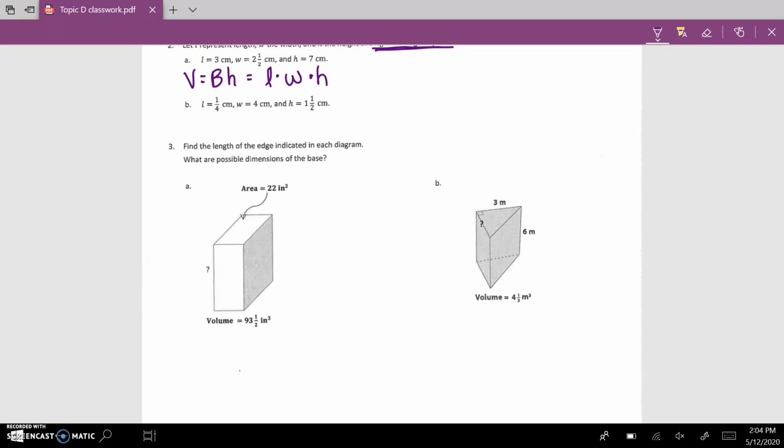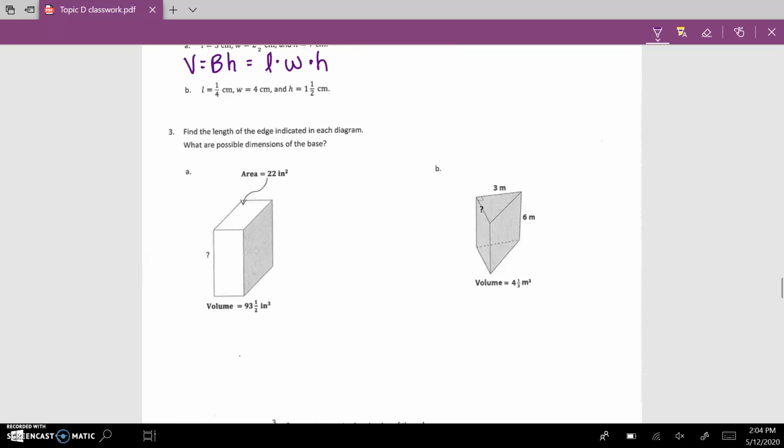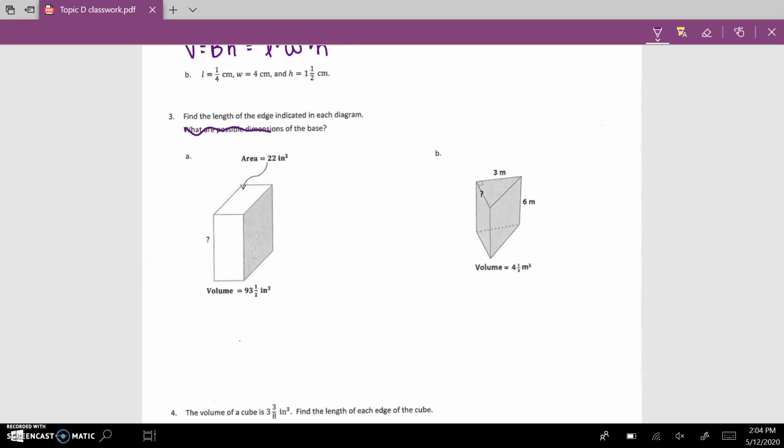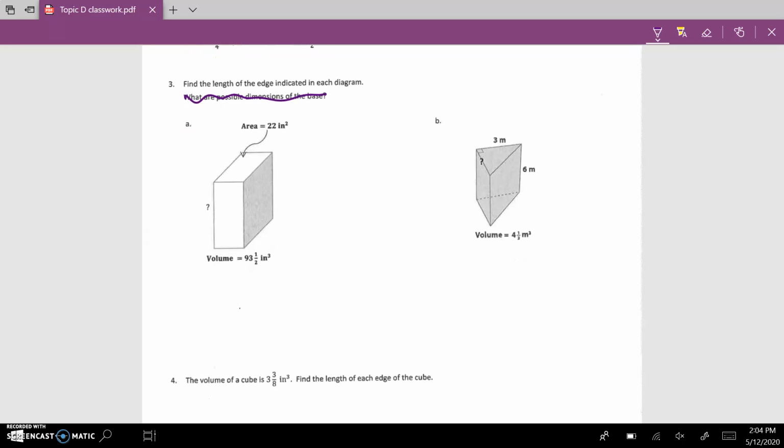Number 3 here, find the length of the edge indicated in each diagram. The second part of the question is not really important. So here, they give us that the volume is 93.5, and then the area of the base is 22 inches. So remember, volume is the area of the base times the height. So here, the volume is 93.5, area of the base is 22 times the height. So you're going to have to end up dividing by 22 on both sides.